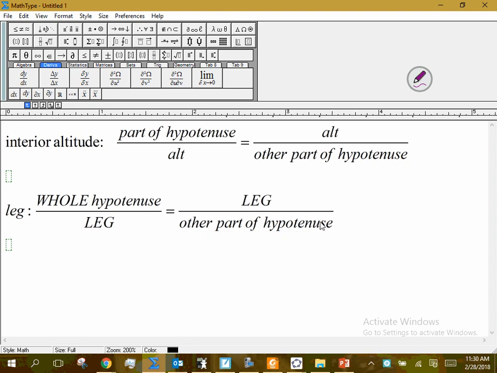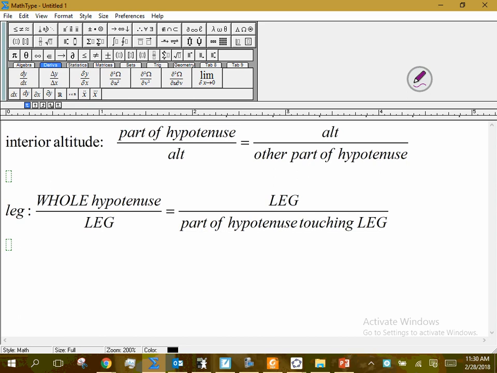And what should go here? Part of the hypotenuse. Is that right? Yeah. Touching the leg that you were using. Okay. So if you know those two word equations, they're going to get everything in the right spot.